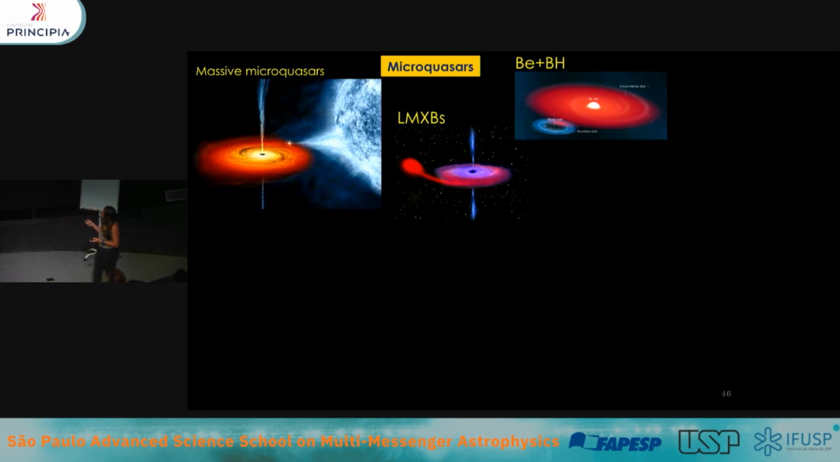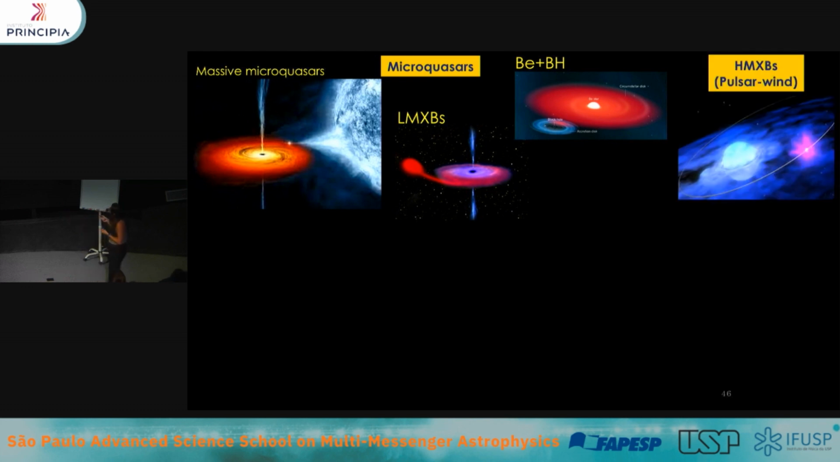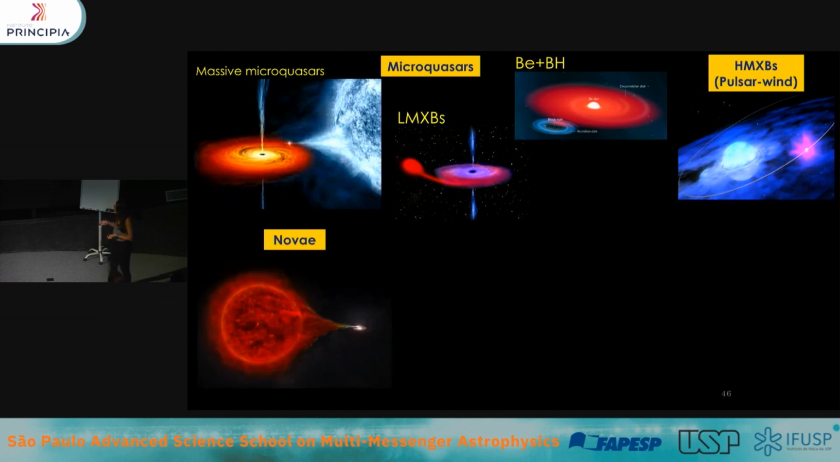So binary systems, we could have these microquasars, with a massive or a low mass companion being accreted onto a compact object. Then we can also have the case in which, instead of having accretion, you have a massive star which is being orbited by a neutron star. In this case, you have the wind of the star with all of these electrons from the pulsar, and it's in the shock region between the two winds, between the wind of the star and the electrons, where you can have some very high energy emission. Novae, when you have a star that is accreting onto a white dwarf, are kinds of transient events.